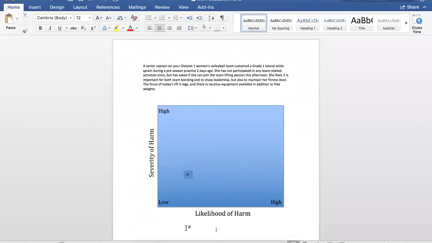If we had a scenario that was plotted right here in this lower left area of the grid, that would represent a low likelihood for long-term consequences or serious repercussions should an injury be sustained. However, a scenario that we would plot in the upper right aspect of the grid would indicate that the likelihood of harm is high, and if sustained, the damage would be severe.